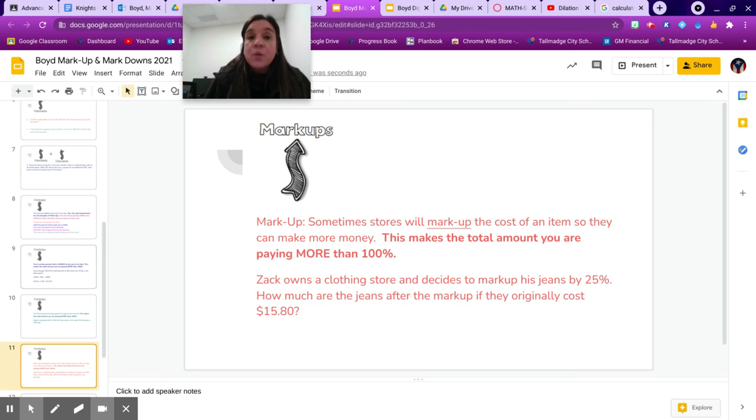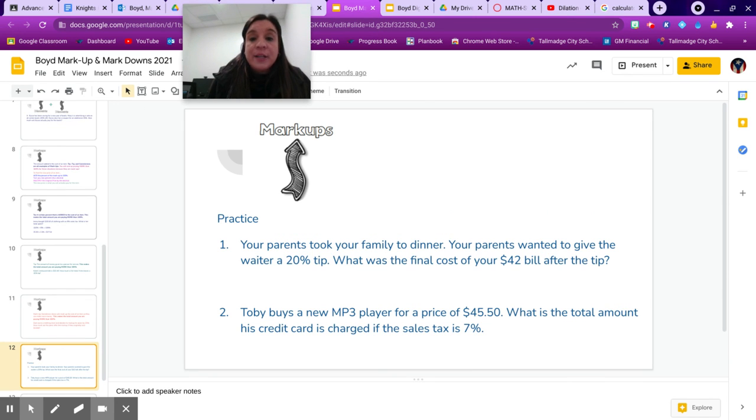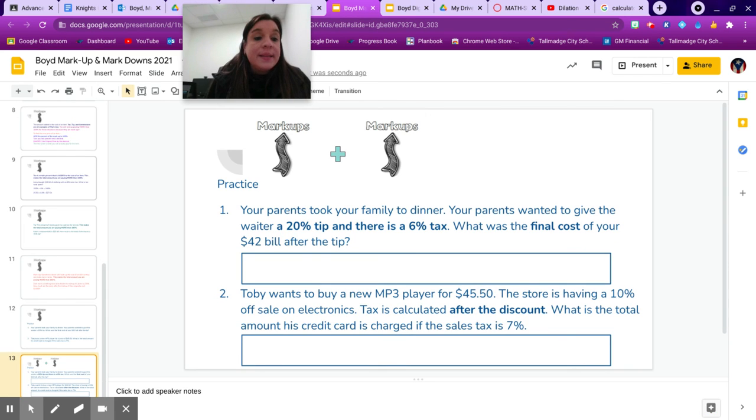Sometimes stores will mark up items just to make a profit. Here's a couple more that you're going to do with tax and tip. And then the last slide has a double markup. So what if you go to the store or you go to a restaurant with your parents and you are leaving a tip plus tax? How much are you going to pay? Just like the example I talked about earlier, you cannot combine those two markups and just do this as one step. You're going to need to do 2 steps on that problem.